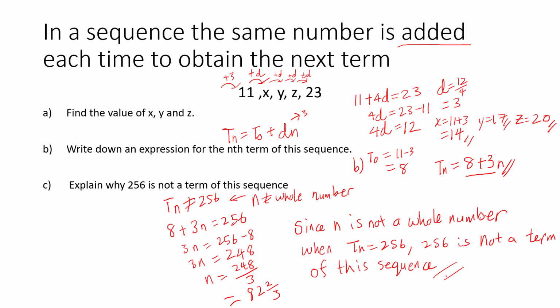You must show mathematically that n is not a whole number. Because only when it's a whole number can it be part of the number pattern. Because you only have term 1, term 2, term 3, term 4, term 5, you do not have term 1.5, 1.9. So please copy down this example and we will try another question.